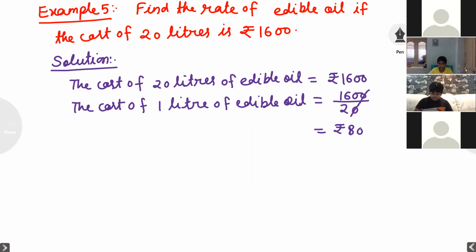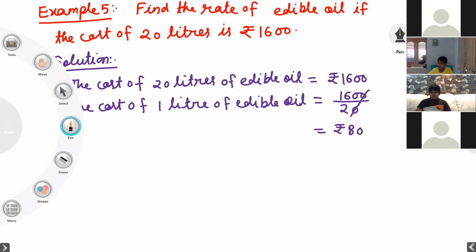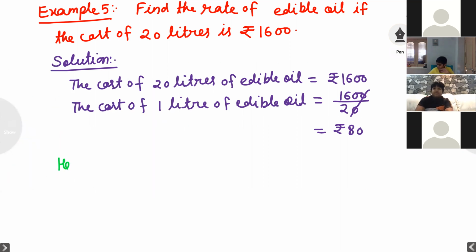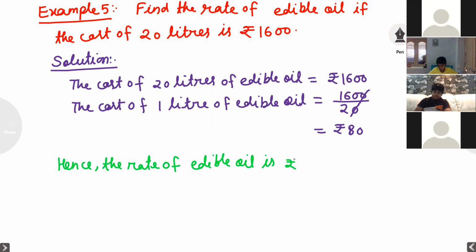Hence, the rate of edible oil is rupees 80 per liter.